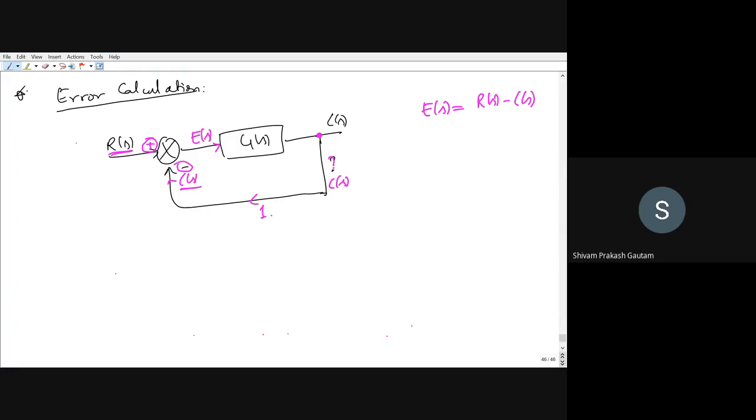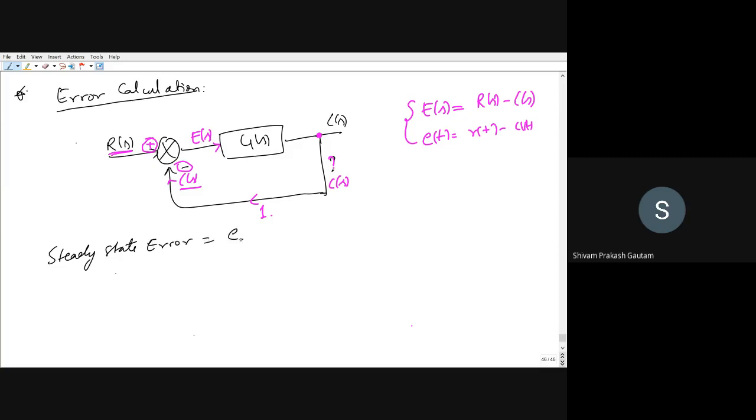This is an example we have already solved in the block diagram reduction technique. This is in the S domain. If you want to calculate in the time domain, you can write it as R(t) minus C(t). Both are the same. So from these two, you can calculate the error. Now you want to calculate the steady state error.